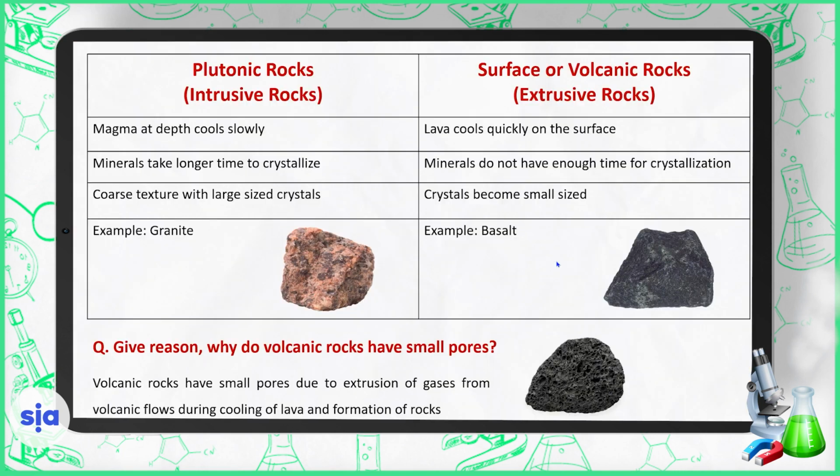Can you give reason why do volcanic rocks have small pores? As we said, volcanic rocks are formed during cooling of lava. And during the cooling of lava in air, there will be extrusion of gases. And these gases will form these small pores.